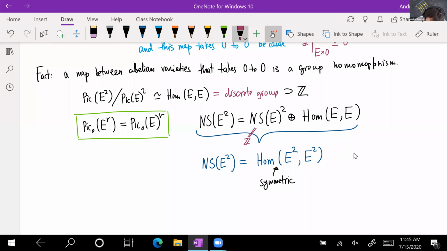So I'm going to think of this as I have Z here, Z there, some sort of homomorphism, we'll call it alpha, and here I put the alpha transpose, where the transpose is the dual map between dual varieties.